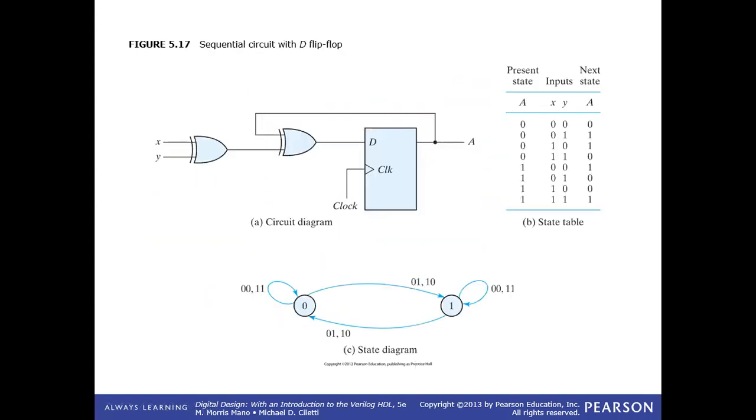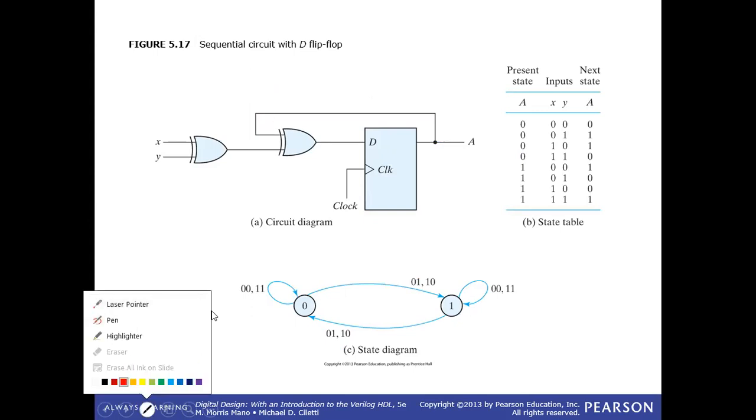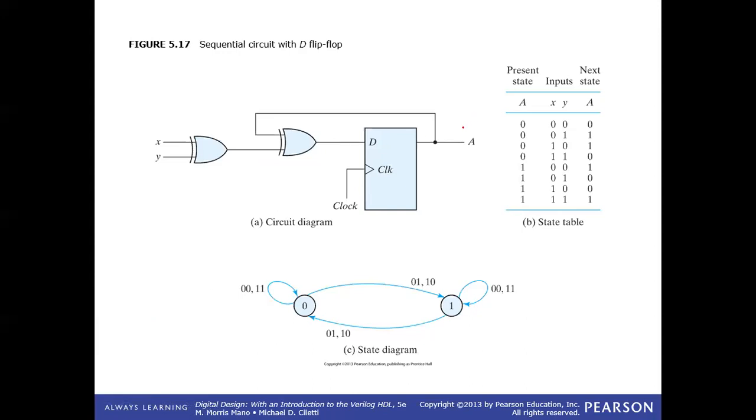So let's have a look at this circuit where the present state of A is 0. Okay, I want you guys to respond now. If the present state of A is 0, what happens to the outputs if X and Y, both inputs, are applied equal to 0? That means X is 0 and Y is 0.